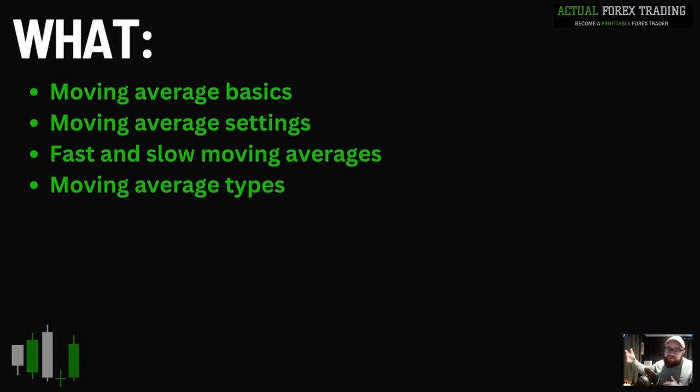Whereas slow moving averages have a higher setting, have a higher length, a higher period, such as 50, 100, 200, 500. These moving averages are generally more smooth and slower and are generally further away from price.